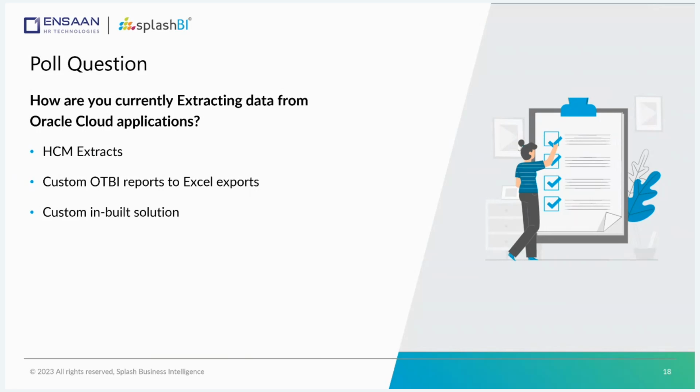I'll give a few more seconds before I move on. I can see the voting, Rajat. So, sure. We seem to be getting a lot of echo from somewhere. So at the moment, people that are voting are saying both HCM extracts are currently being used and a custom inbuilt solution is being used. Nobody seems to be using OTBI to Excel. Back to you, Rajat. Thanks, Graham.